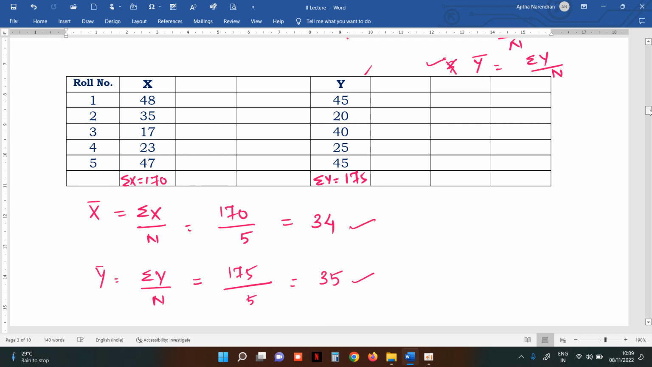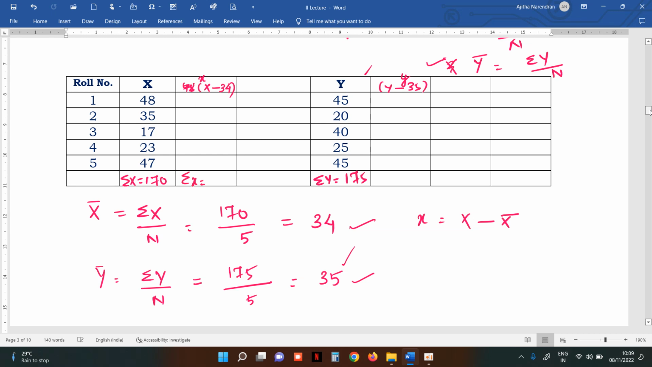So what you have to do is find out small x and small y. I have written small x is equal to x minus arithmetic mean. All these values need to be deducted from 34. 48, sorry, capital X minus arithmetic mean. The value of the arithmetic mean is 34. This you are going to do. And here, Y minus the value of arithmetic mean, which is 35. This is how you are going to find out the values.